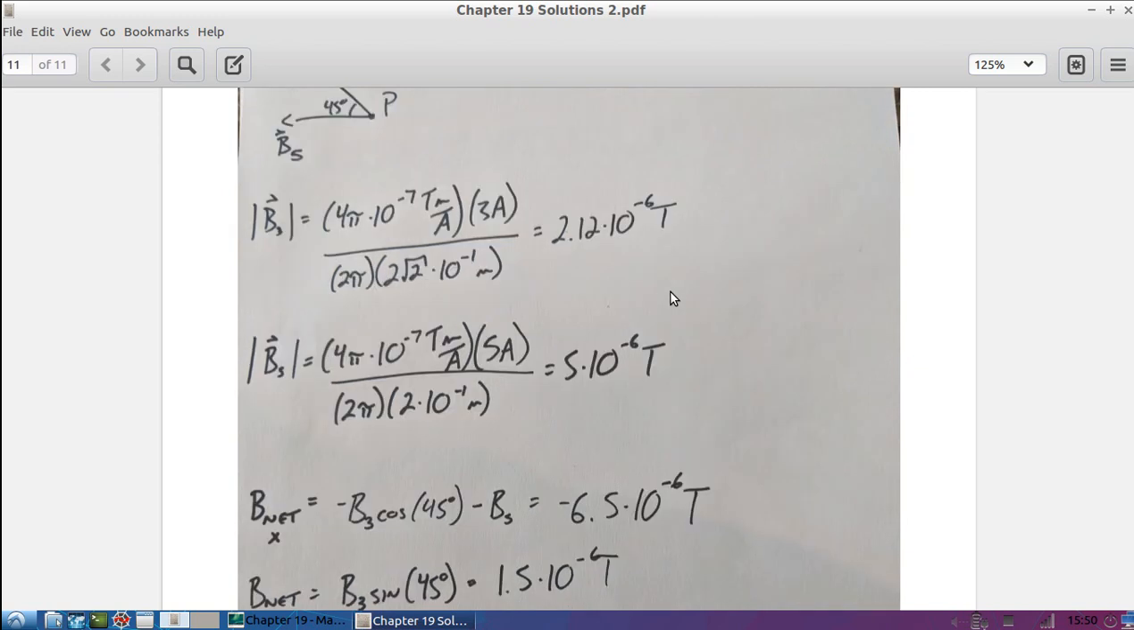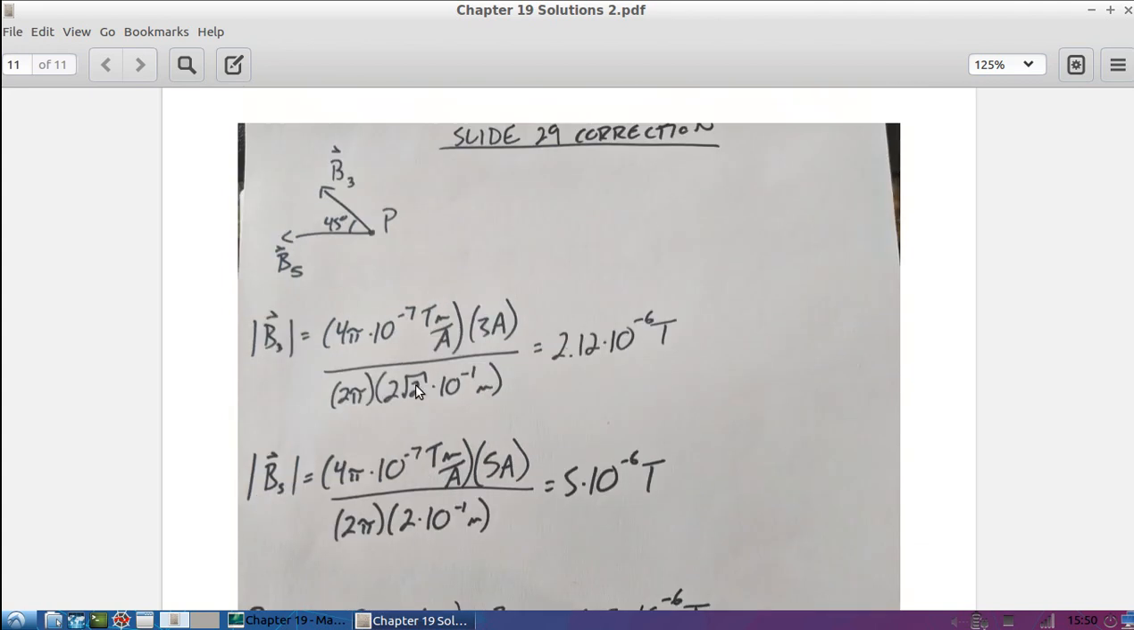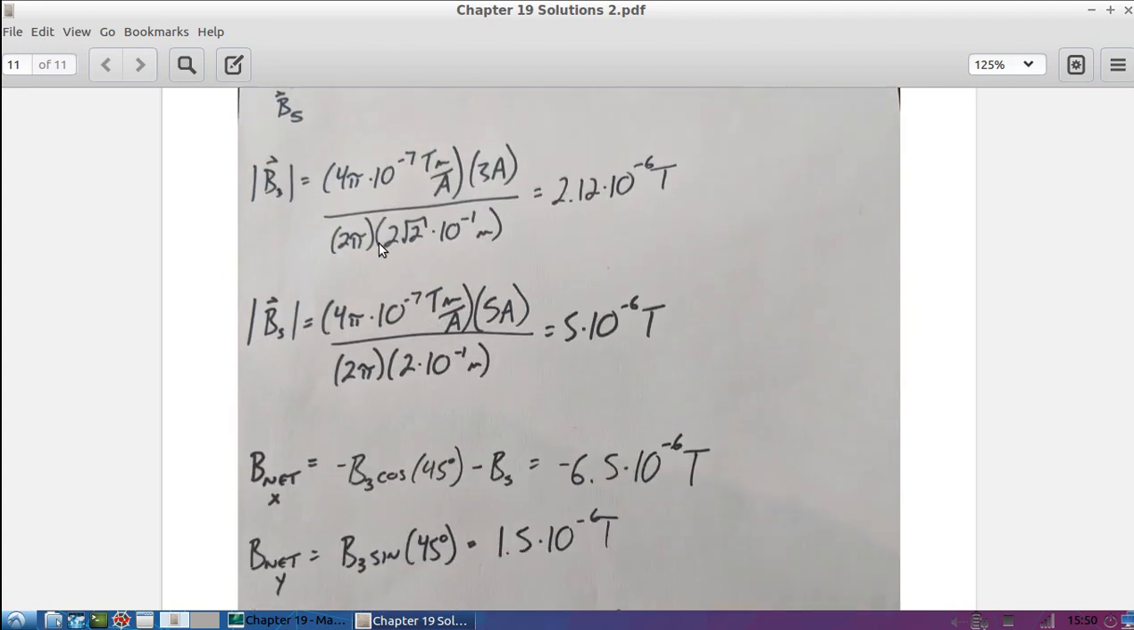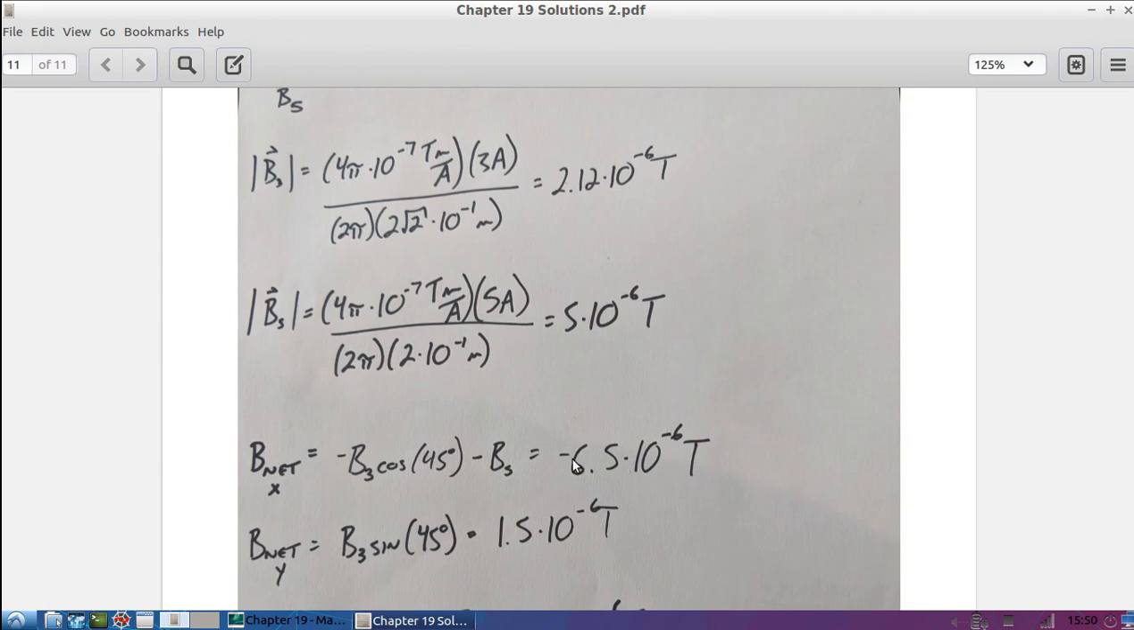B net in the x direction is B3 cosine 45, so it's the x component of my B3 vector. That's negative, it's acting in the negative x direction, minus B5. B5 is strictly acting in the x direction, so it doesn't have any y component. So negative B3 cosine of 45 minus B5 gives me negative 6.5 times 10 to the negative 6 Tesla. So B3 is this number, multiply that by the cosine of 45, plus B5 gets me that number, and it's in the negative x direction.